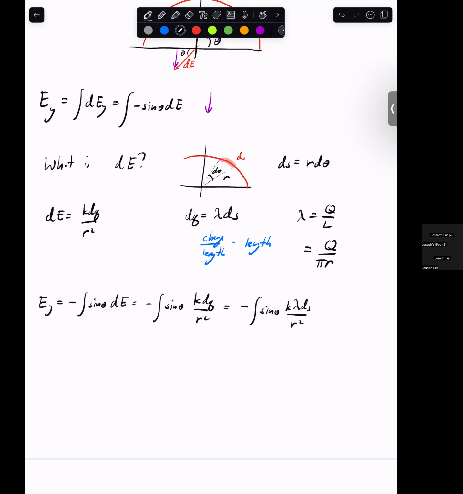And I'm going to replace now ds, but I'm going to keep my answer in terms of lambda just to keep the notation simple. So I've canceled out one of the r's. Just note that while I'm going to do this problem in terms of lambda, if this was an exam, at the very end you should definitely substitute what lambda is if it wasn't given.